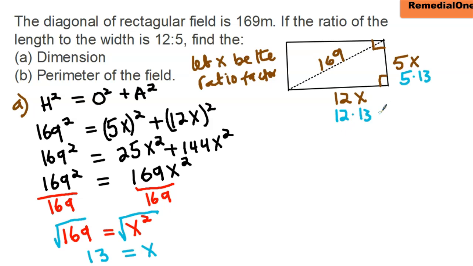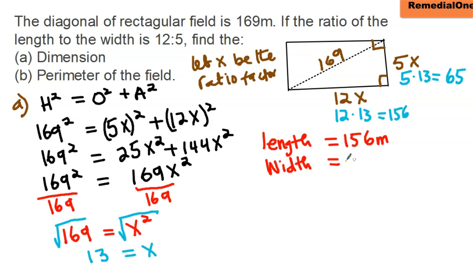So here will be 156, and here will be 65. So we have been able to find the dimensions. The length is 156, and the width or the breadth is 65 meters. If you want more details, you can just say the length is 156 meters, and the width is 65 meters.